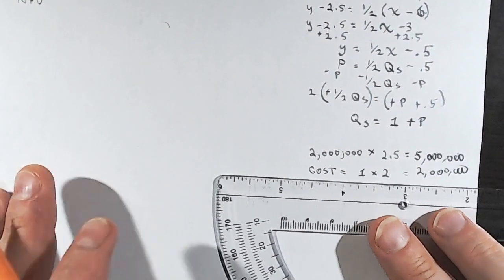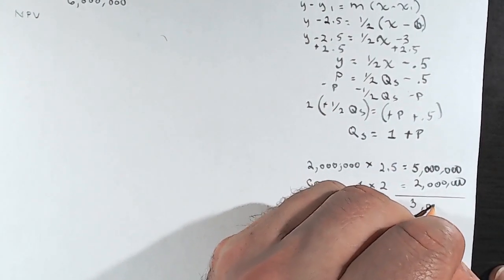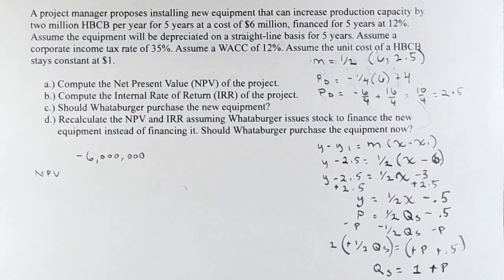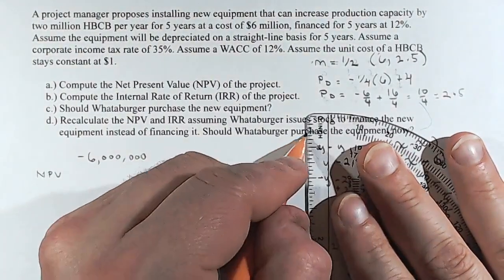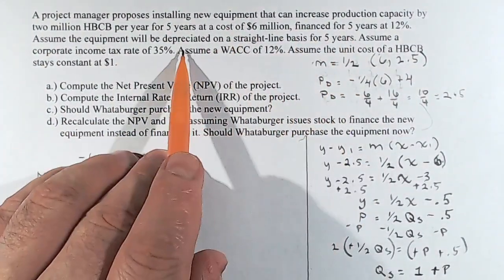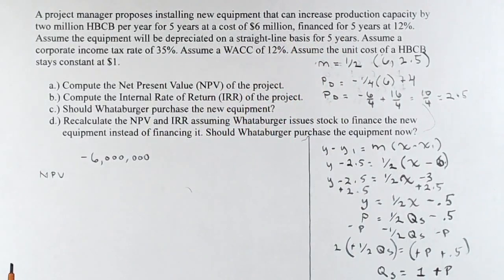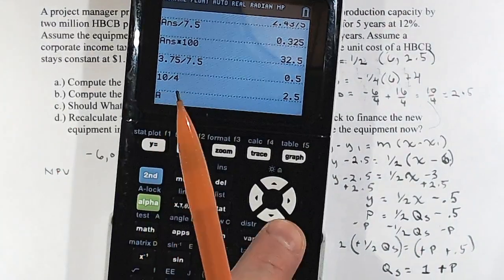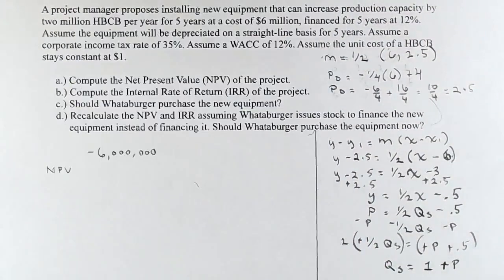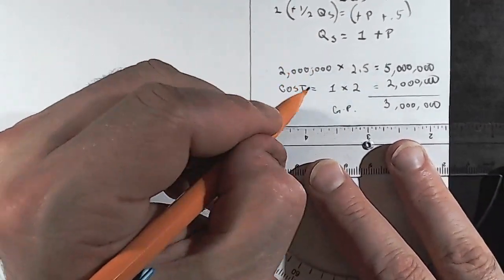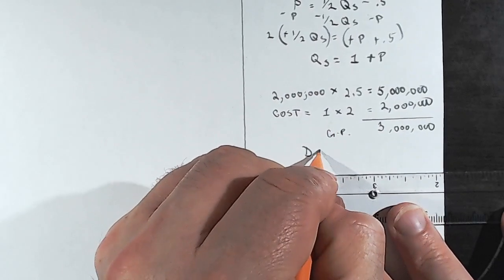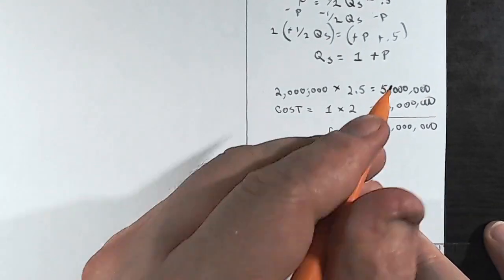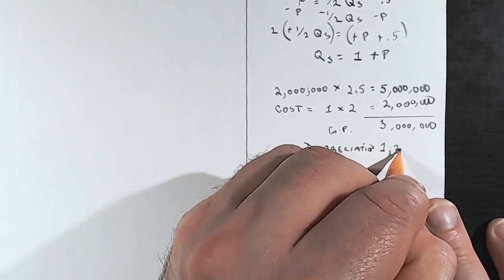So what is my gross profit? My gross profit is $3 million. Now, we have other expenses. One of our expenses is a depreciation expense. Straight line means to just divide it by 5, because it tells us straight line for 5 years. So you take the cost of the equipment, 6, divided by 5, and you get 1.2. What that means is that we're going to be subtracting out our depreciation expense. This is a non-cash expense. It's $1.2 million.